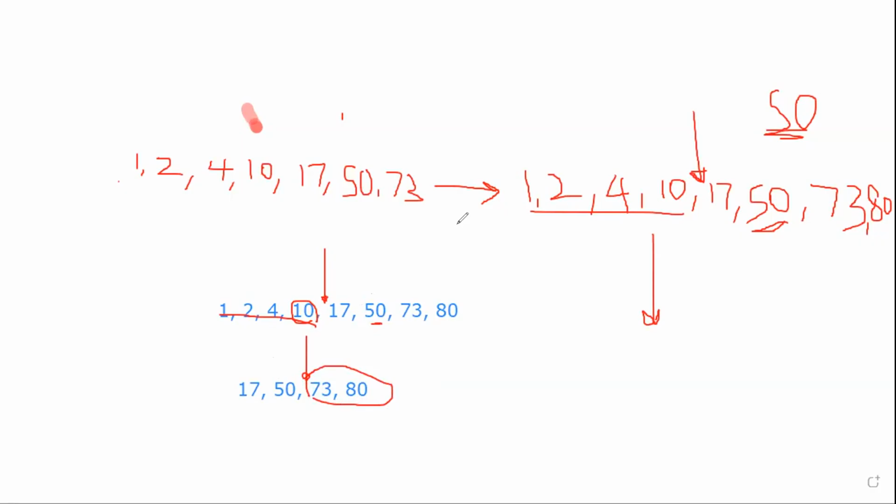Then we are now left with 17 and 50. We apply the same thing again and check 50. We've now gotten 50. So from this, we've done how many operations? 1, 2, 3. Is that correct? Yep, that's correct.